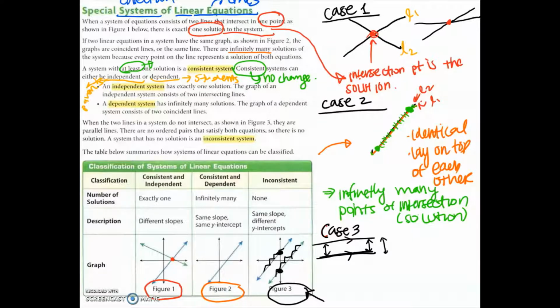They are parallel lines. There are no ordered pairs. An ordered pair just means a point, a point that satisfies both equations. So there is no solution. There's no solution because they never intersect. They could never intersect. Even if they keep on going, they will never intersect. A system with no solution is an inconsistent system, which is the opposite of consistent, which has solutions, while the parallel lines don't. And the bottom is the breakdown of the 3 cases that we just discussed.